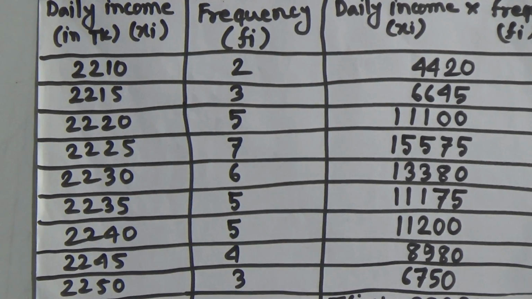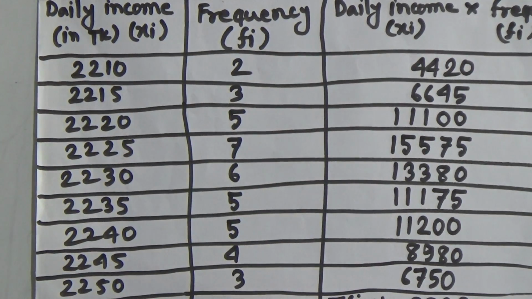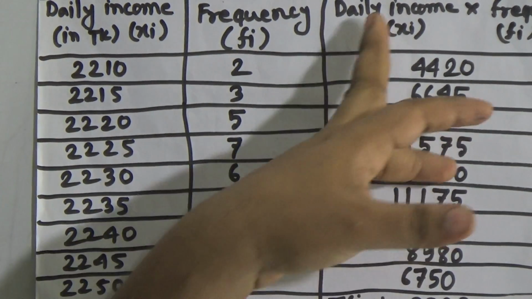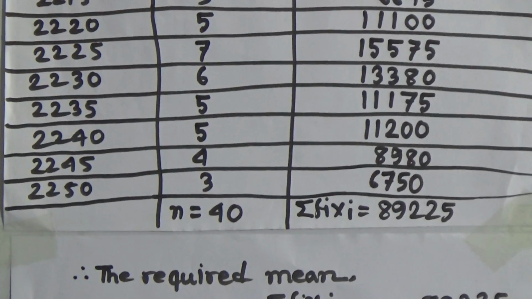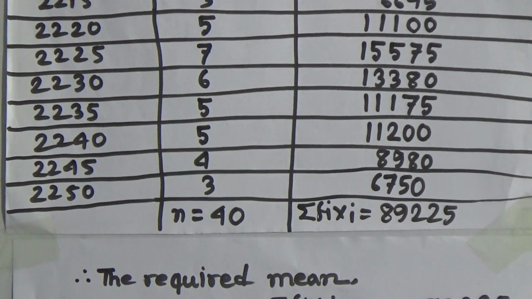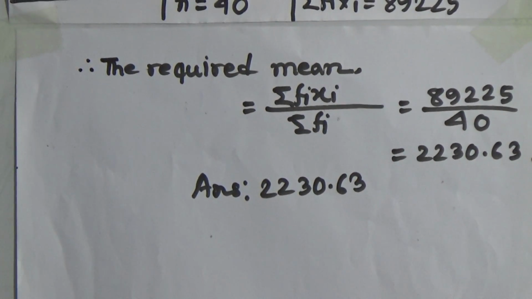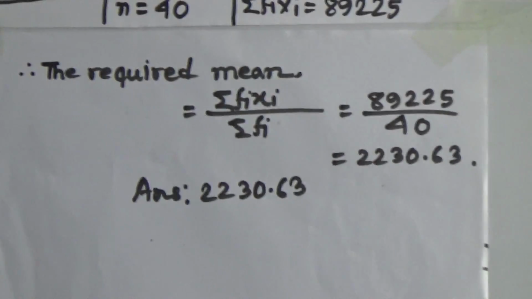After that we do addition. That means we add the frequencies and we get n equal to 40. And we add the fi xi, that means the summation of fi xi, and we get 89,225. The formula of the arithmetic mean is summation of fi xi divided by summation of fi, or n. So here the summation of fi xi is 89,225 and the summation of fi, that means the total frequency n, is 40. We divide this number by 40 and we get 2230.63, and it is the answer to this question.